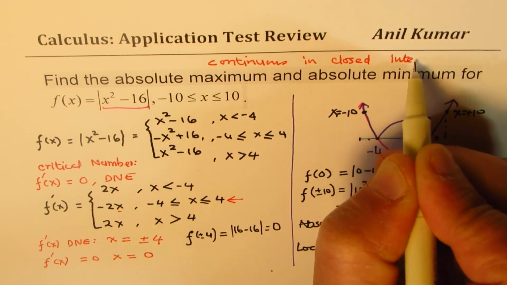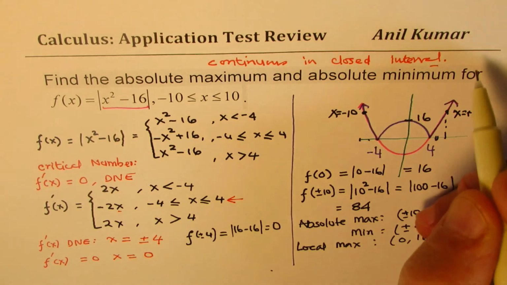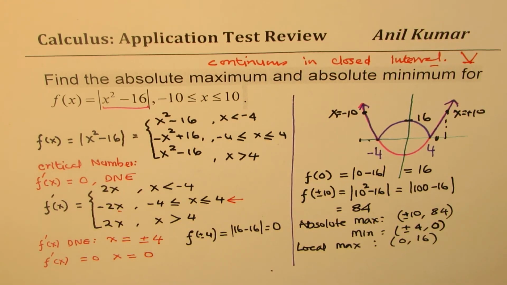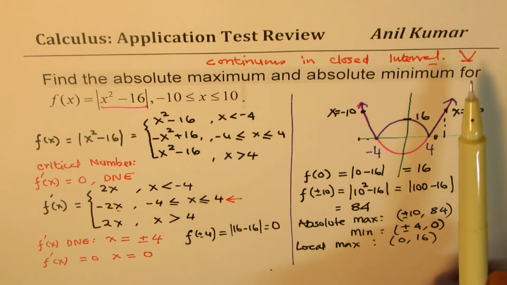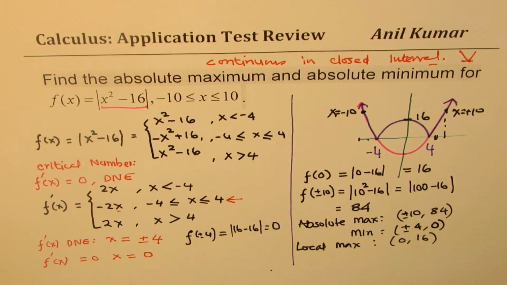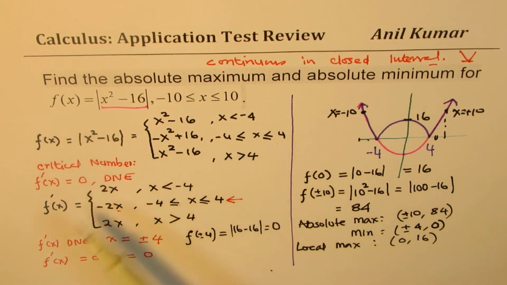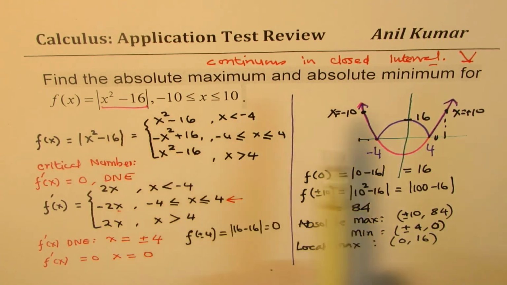All right, so the absolute value function is kind of like this. It does have an absolute minimum value, but it is not differentiable at that vertex. So we go with the definition that the function should be continuous in the closed interval, and then you compare critical numbers and the boundary values and figure out which is the absolute maximum and which is the absolute minimum.